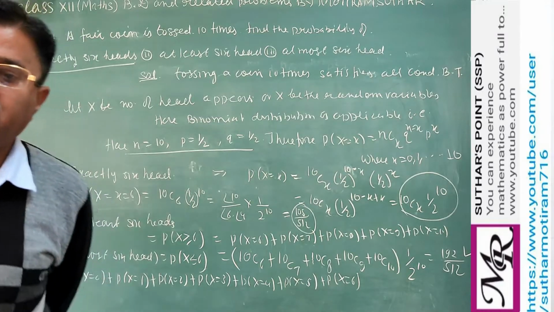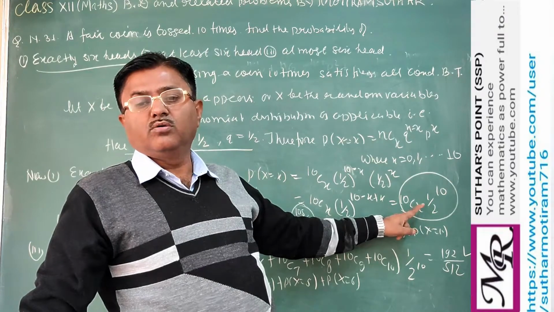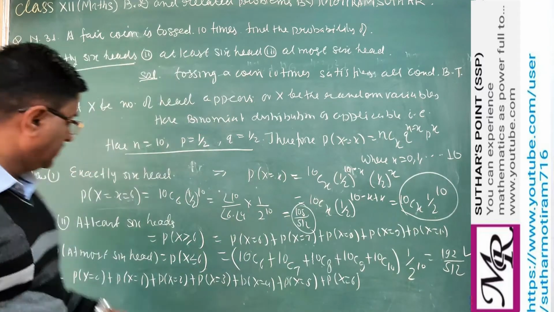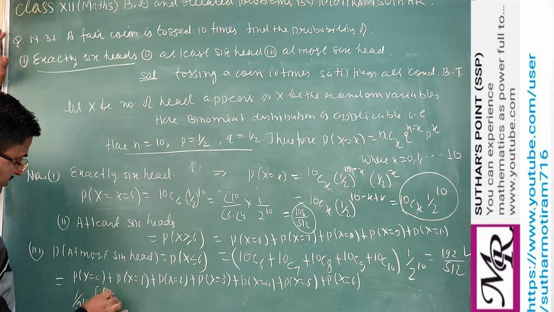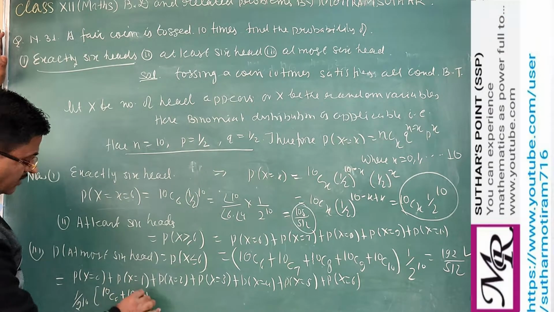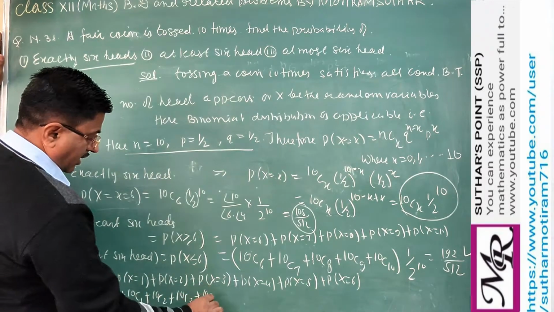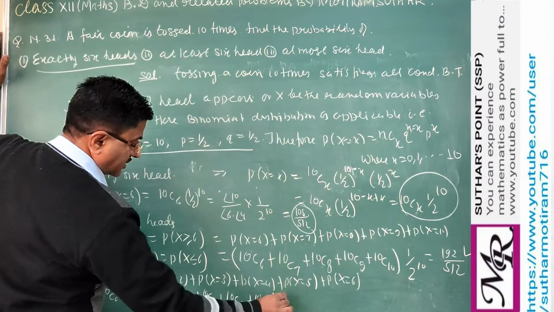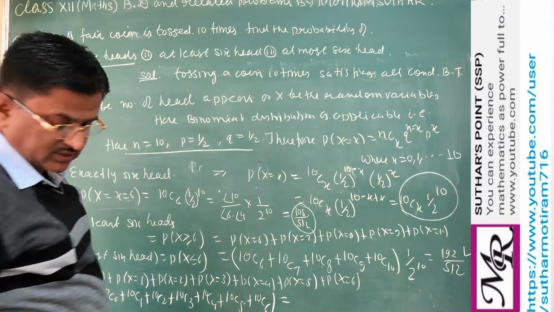So what do we get? Again you take x equal to 0, 1, 2, 3, 4, 5 and 6. So 1 by 2 power 10 is common, then what we get? 10C0 plus 10C1 plus 10C2 plus 10C3, 10C4, 10C5 and 10C6. So you solve this again with the combination formula, add all the terms, and that will give you 53 upon 64.